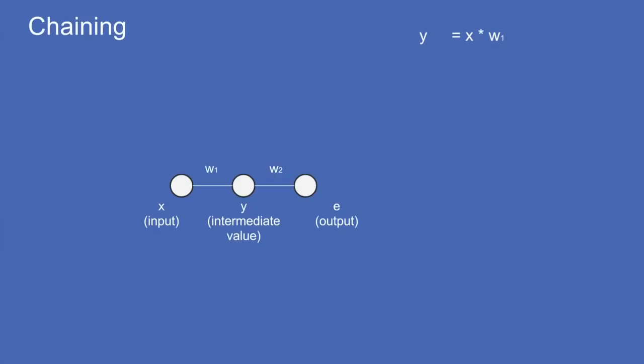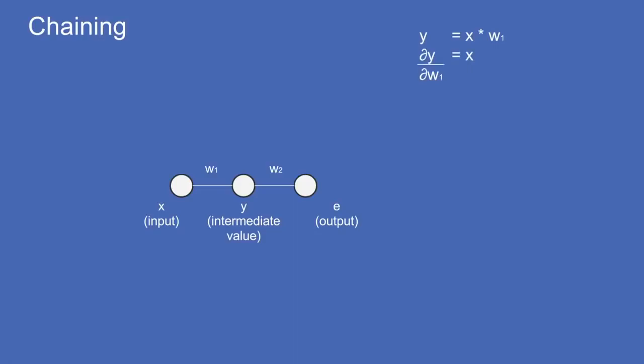Now the other trick that lets us do this with deep neural networks is chaining. To show you how this works, imagine a very simple trivial neural network with just one input layer, one hidden layer, one output layer, and one weight connecting each of them. So it's obvious to see that the value y is just the value x times the weight connecting them, w1.